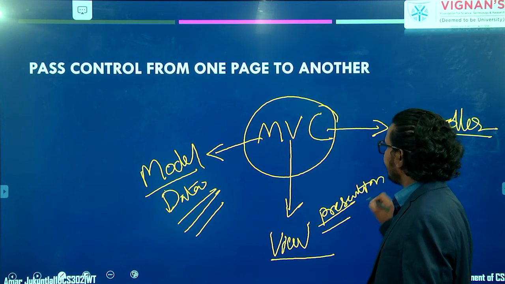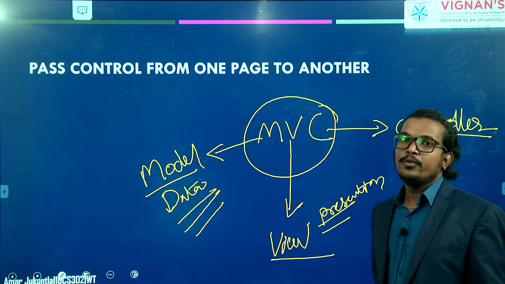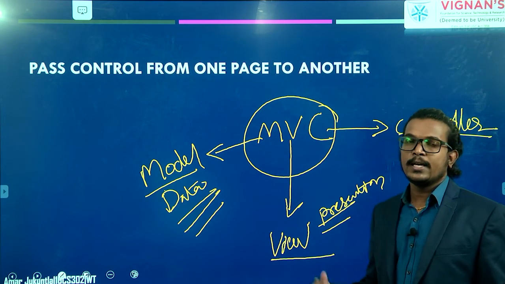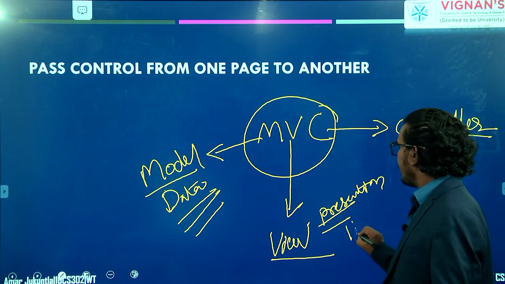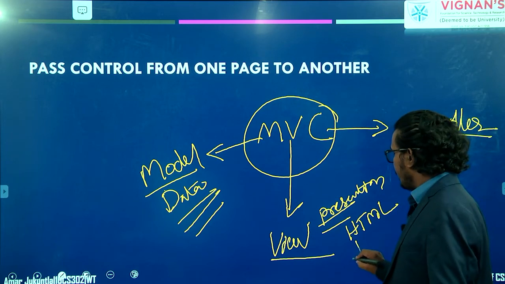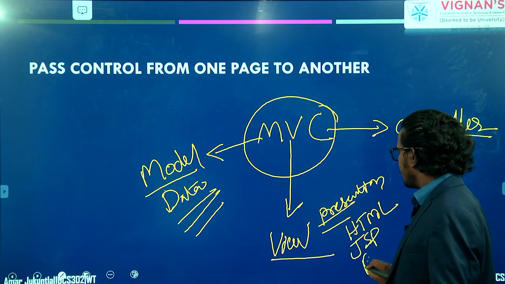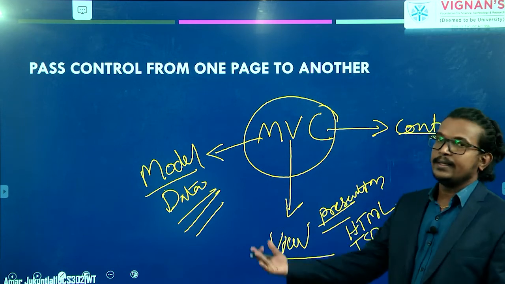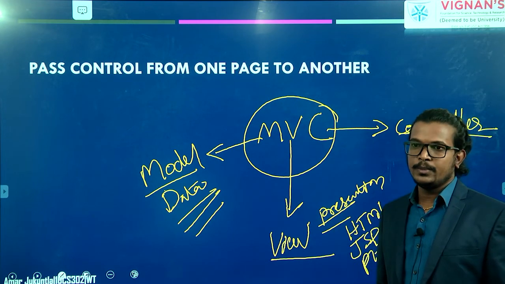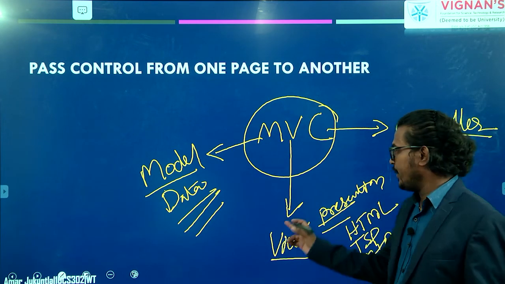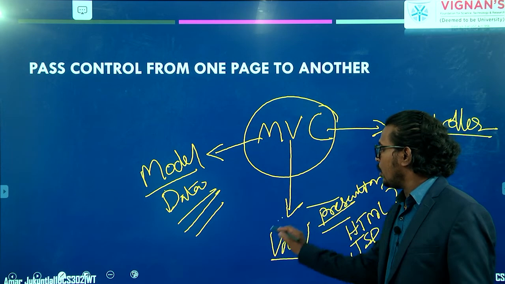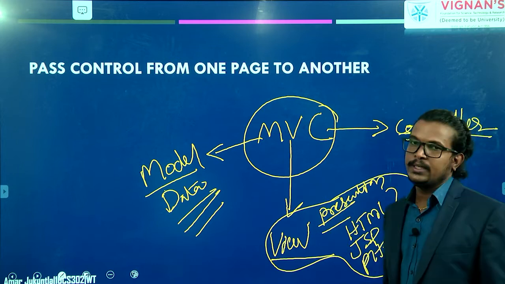Okay, that presentation information is available in this particular view layer. So for presentation, what type of technologies are we using? We are using HTML. We can use HTML, JSP, or PHP for displaying the data on your client machine, or for viewing the data in a web browser. For that we use different types of technologies, and that is called the view, or the presentation layer.